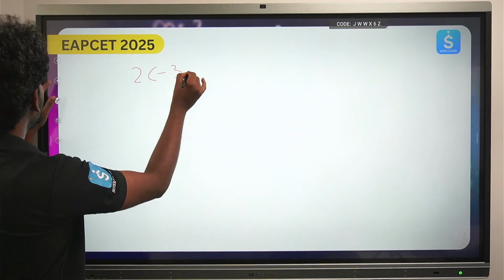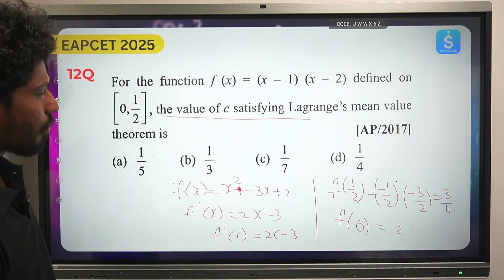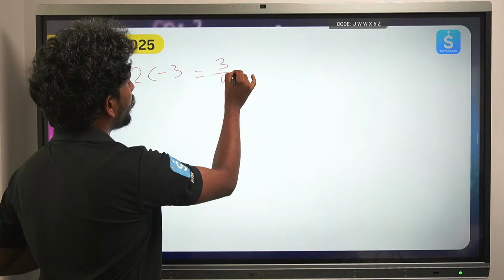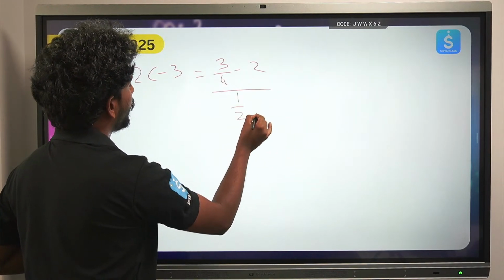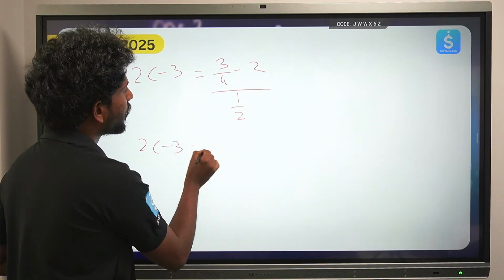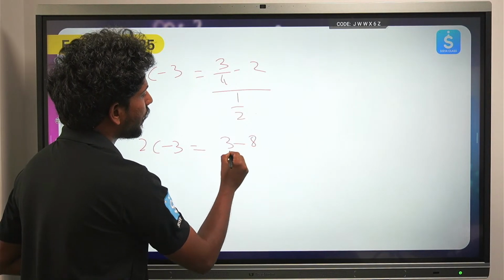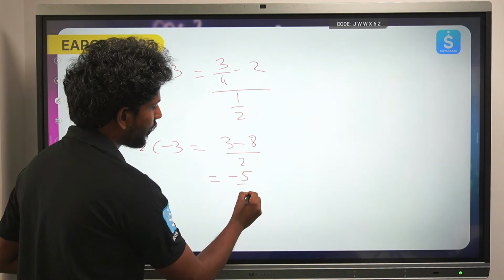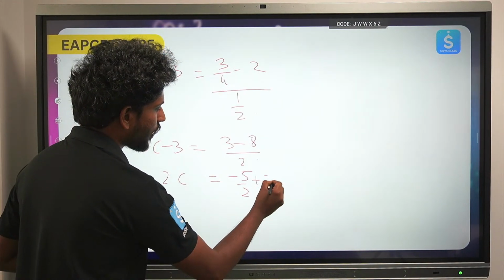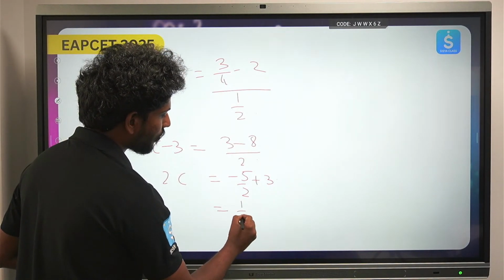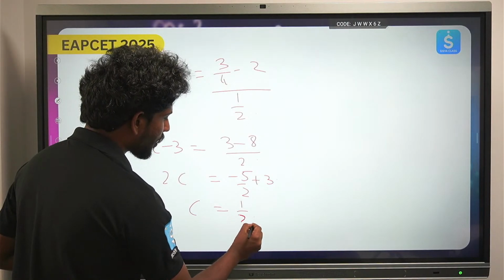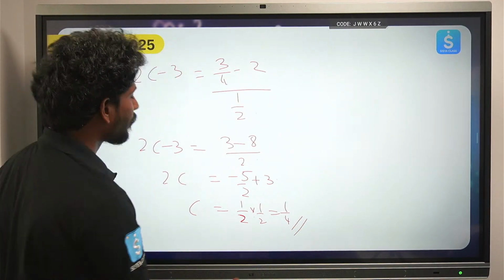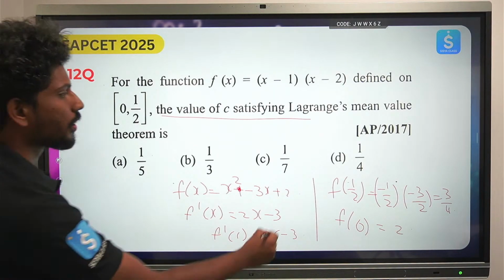2c minus 3 is equal to 3 by 4 minus 2 by half. So from here, 2c minus 3 is equal to (3 minus 8) by 4, you will have 2 2s are 4, this will be cancelled, so this will become minus 5 by 2. So 2c plus 3, 6 minus 5, which will be 1 by 2, so c value will be equal to 1 by 2 into 1 by 2, which is 1 by 4. So I got the value of c to be 1 by 4, it's option D.